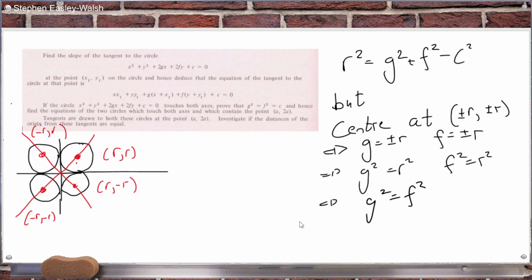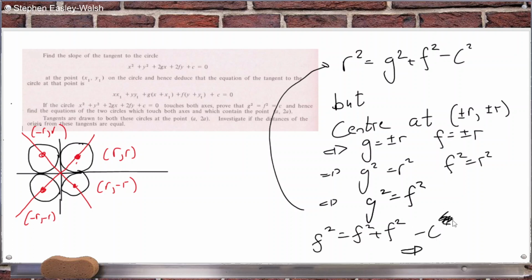So if I sub that in, I get f squared equals f squared plus f squared minus c, which means that c equals f squared. Oh, okay, there you go. So that's it done now. I've shown that g squared equals f squared, which is equal to c. Okay.